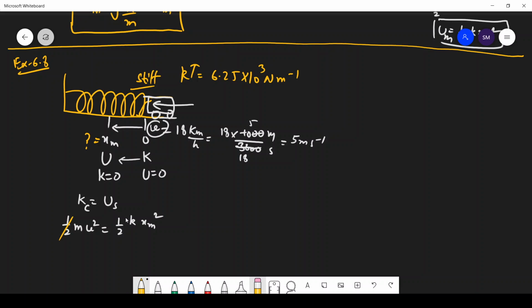So this will cancel out. I know the value of m. The spring is massless. What is the mass of the car? This is the mass of the car. This is the velocity of the car. This is the spring constant. And this is xm. xm is this position, the maximum compression up to this point.